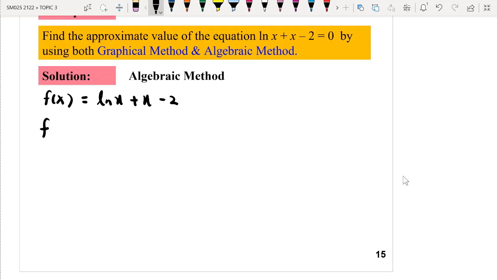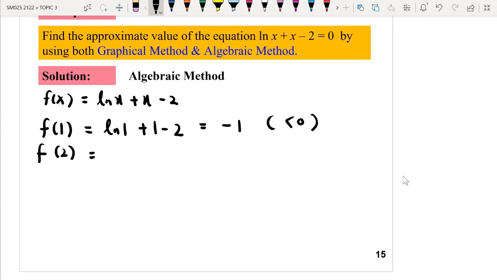So let's say the first value I test is x equal to 1. So we will have ln 1 plus 1 minus 2. In this case, we will obtain negative 1. So this is a negative value. Alright, next one, the consecutive value of x, I put x equal to 2. So we will have ln 2 plus 2 minus 2. So in this case, we will obtain 0.69. And this is a positive value.